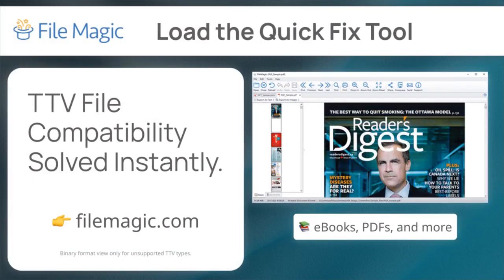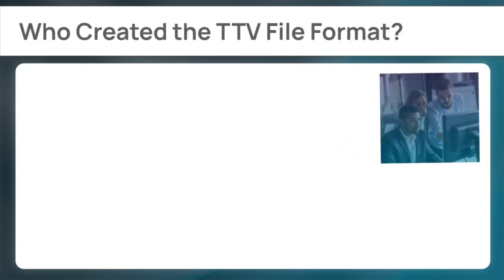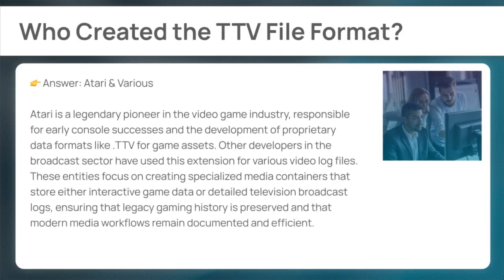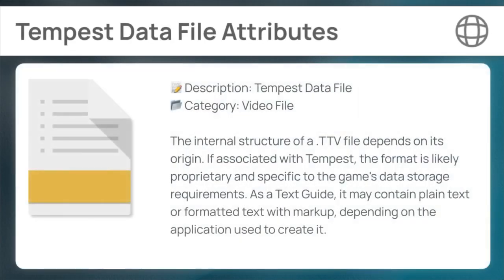Here's a sneak peek. The TTV extension is a data or text container used by the Tempest application or for general documentation. Depending on its origin, it stores either proprietary game configuration settings or structured textual information with markup. The internal structure is highly dependent on the software used to generate the file for its specific use. The internal structure of a TTV file depends on its origin.